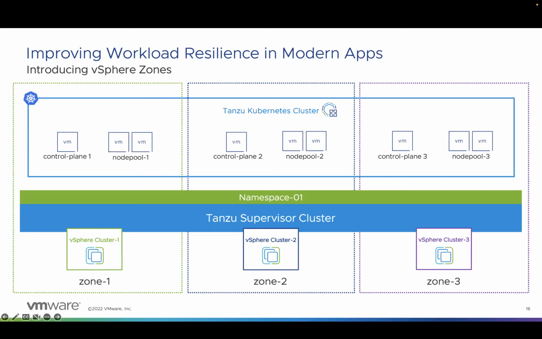So you no longer have a single point of failure where all your Tanzu Kubernetes clusters are living in one vSphere cluster. Now they can be distributed across multiple for increased availability and also increased resource consumption, because again, you're not locked into a single cluster that may have reached its maximum available size. You can now span across up to 3 vSphere clusters.